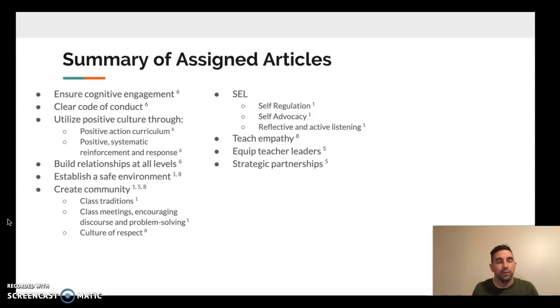And they want to do that if, as the other articles highlighted, you help establish a sense of community. I really thought this was a novel take on it. One of the articles was talking about having class traditions, and having class meetings that encourage discourse and problem solving together to bring the class together and create that sense of community, where I'm maybe less likely to bully someone who seems different than me because they're a part of the community that I'm also engaging in. And then also the culture of respect, which we talked about a little bit earlier, but instilling that into that sense of community is such an important thing.